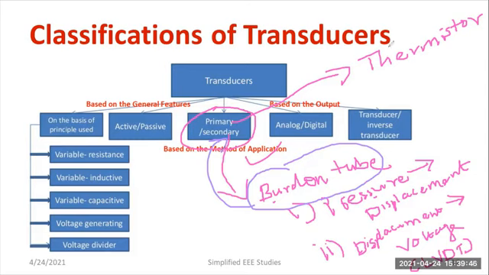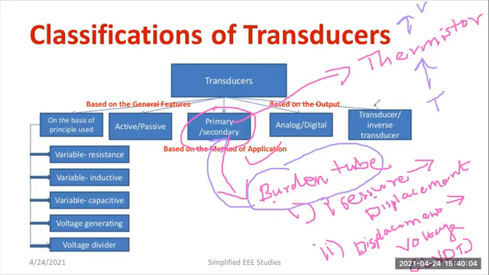In case of thermistor, only one conversion takes place. What is the input? Input will be the temperature. What is the output? Output will be voltage. So only one conversion, one stage conversion. That is why it is called a primary transducer.